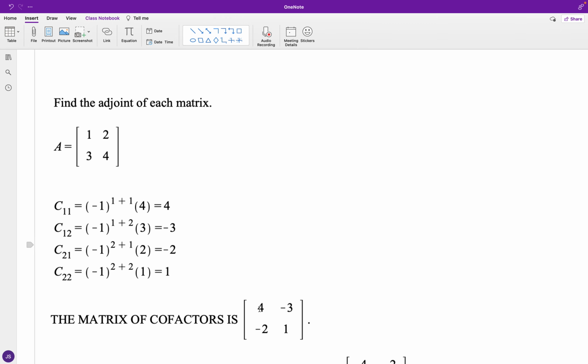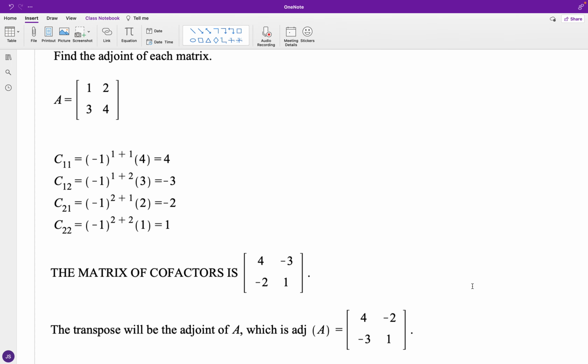So the matrix of cofactors is 4, -3, -2, and 1. For the adjoint, if I take the transpose of this matrix of cofactors, the adjoint of A is going to have the first row as 4, -2, and the second row at -3, 1.